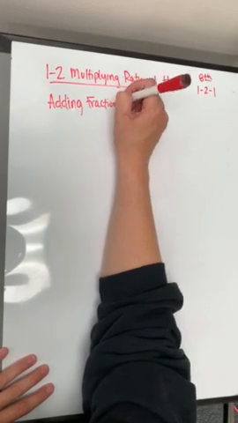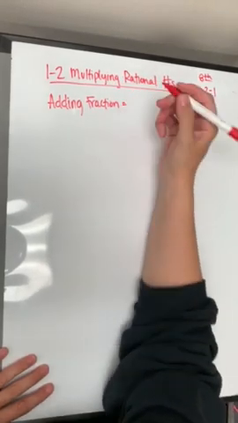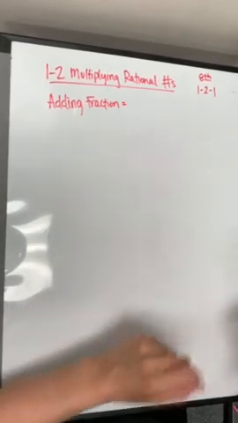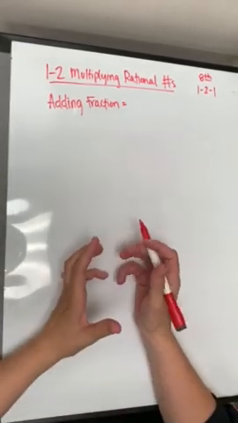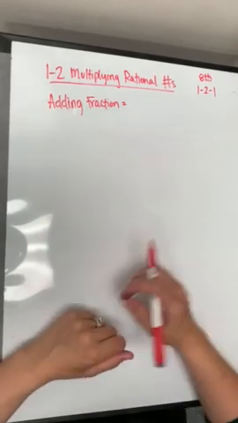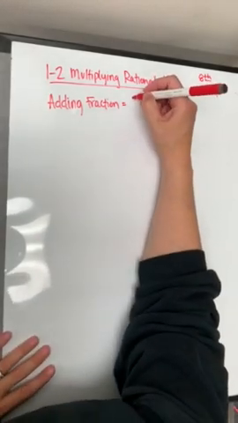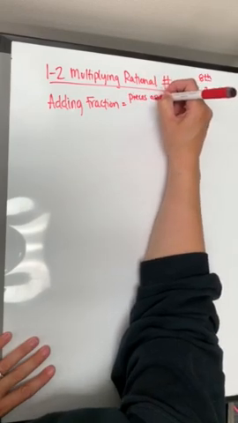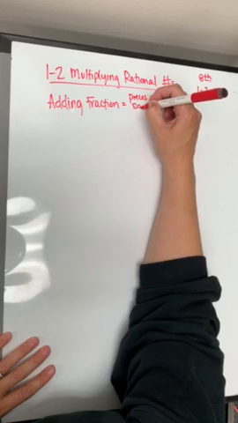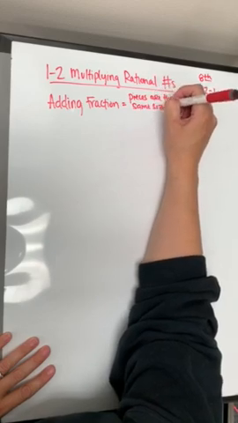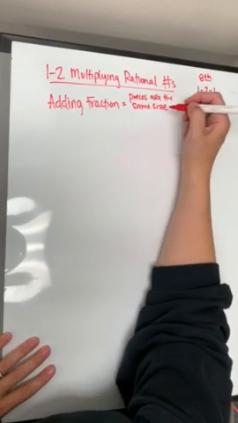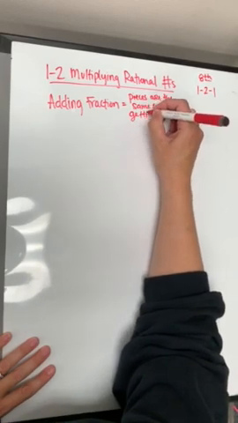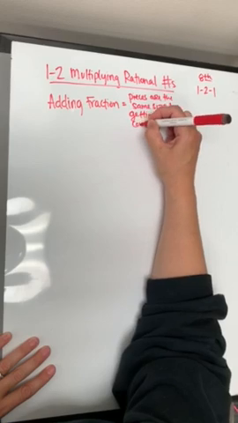Now, when we add fractions, we need a common denominator. The reason we need a common denominator is that it makes all of the pieces the same size. So when we combine them, we can say, okay, we have this many of them. The pieces need to be the same size.